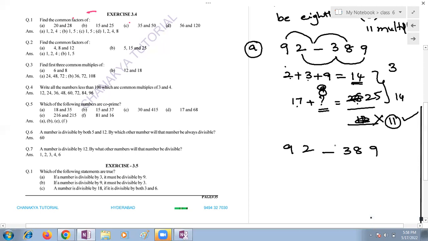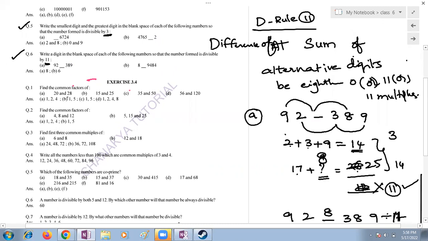Ma'am, I have a doubt. Yes, Vedika. Ma'am, the divisibility rule is somewhat like that for 6: if it's divisible by 2 and 3, then only it's divisible by 6. No, our question is the 11 rule, right? Yes, ma'am, the divisibility rule of 11. Our question is divisible by 11.